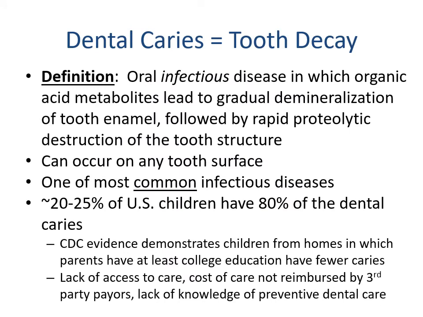So looking at dental caries or tooth decay, this is an oral infectious disease in which organic acid metabolites lead to the gradual demineralization of tooth enamel, followed by rapid proteolytic destruction of the tooth surface. Now it can occur on any tooth surface, but there are some common areas. This is one of those common infectious diseases, with 20 to 25% of children having 80% of the dental caries. CDC evidence demonstrates children from homes in which parents have at least a college education have fewer cavities, and a lack of access to care, cost of the care not being reimbursed by third-party payers, and a lack of knowledge of preventative dental care are contributing factors to these dental caries.